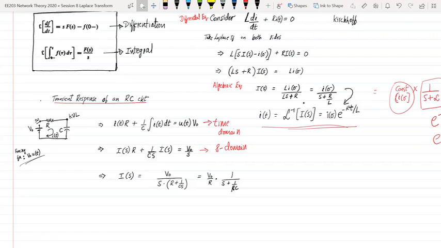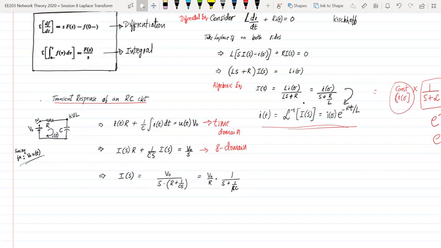So what's the equation? I of s, I take it on the right side and club all the terms on the left side and club the terms on the right side. What is V naught? It's a constant because I said V naught into u of t. U of t is the function, V naught is a prefactor. So V naught is a constant divided by s, and here I have R plus 1 by cs. So that's gone down here. And if I take the s inside, then this becomes V naught by R into 1 over s plus 1 over RC.